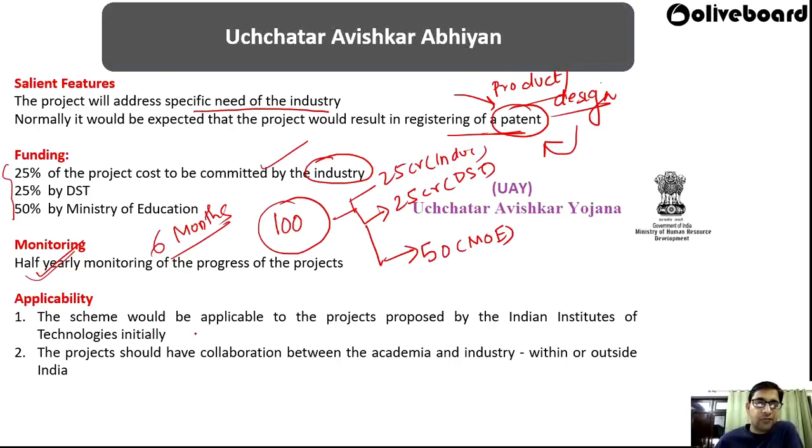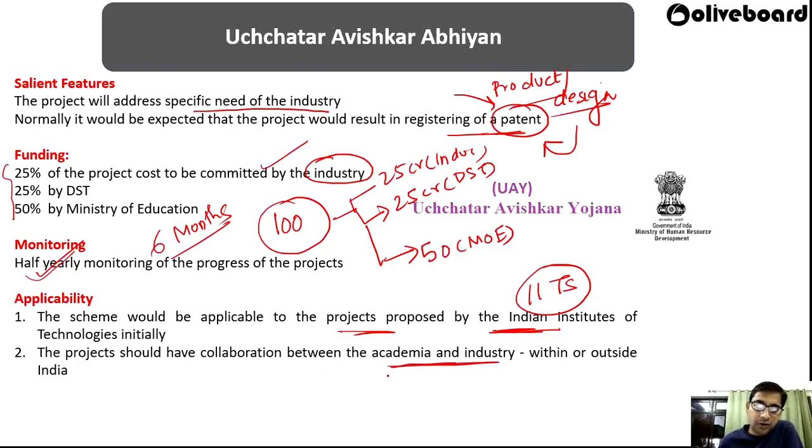Applicability: the scheme would be applicable to the projects proposed by the Indian Institutes of Technology initially. So first of all, the scheme is applicable only to the projects which are proposed by the IITs. This project should have collaboration between academia and industry.